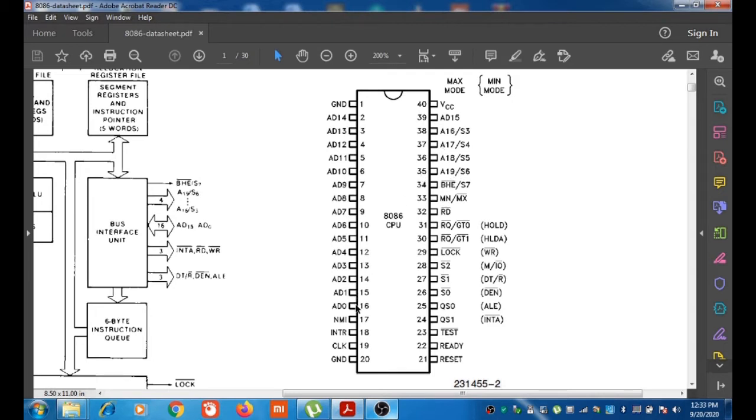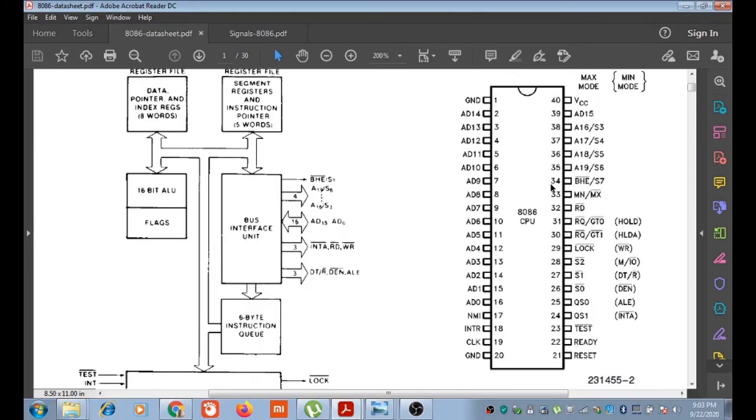So there are 20 address lines and 16 data lines. Data lines are D0 to D15. Address lines are A0 to A19. Pin number 34, BHE bar or S7. This pin is multiplexed. S7 is the status signal. BHE bar is bus high enable. It is used to indicate a data transfer over the higher order data bus, that is D8 to D15.